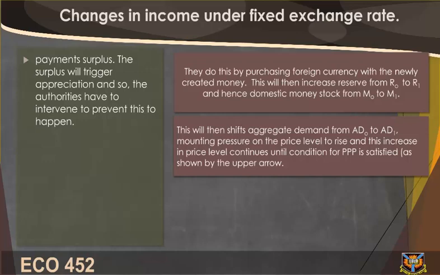The surplus will trigger appreciation and so the authorities have to intervene to prevent this from happening. They do this by purchasing foreign currency with the newly created money. This will then increase reserve from R0 to R1 and hence domestic money stock from M0 to M1. This will then shift aggregate demand from AD0 to AD1, mounting pressure on the price level to rise and this increase in price level continues until condition for PPP is satisfied as shown by the upper arrow.